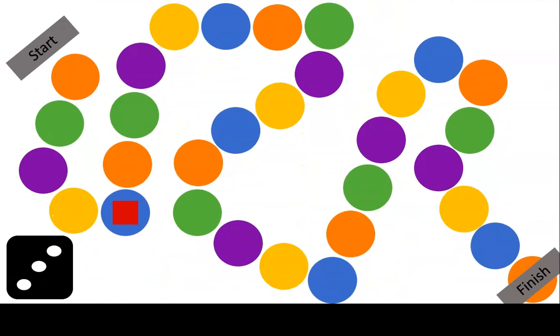Great. Let's count how many dots there are. 1, 2, 3. If there are 3 dots on the dice, how many spaces do I move my game piece? That's right, I move my game piece 3 spaces. Let's move it 3 spaces together. 1, 2, 3. I landed on the purple dot. Now it's time to roll again.